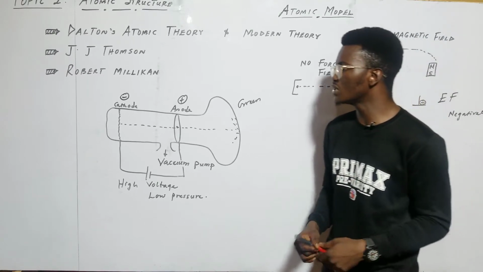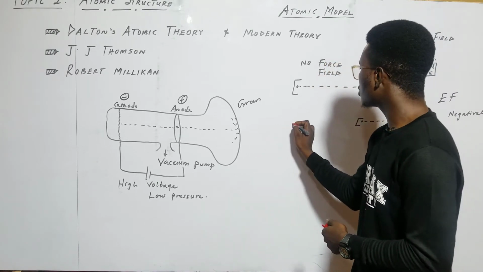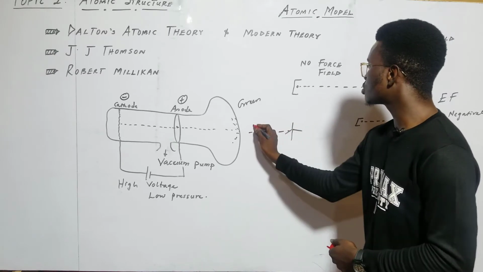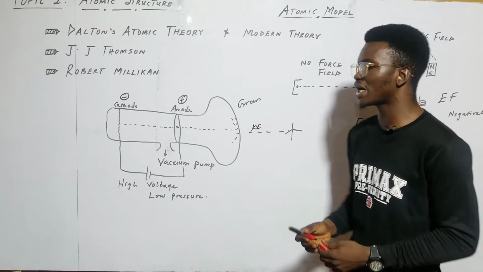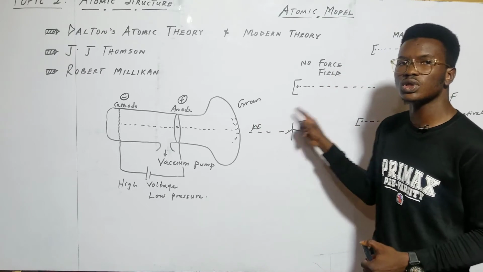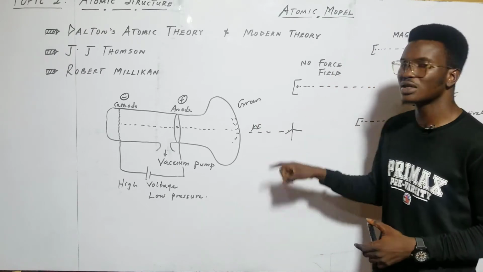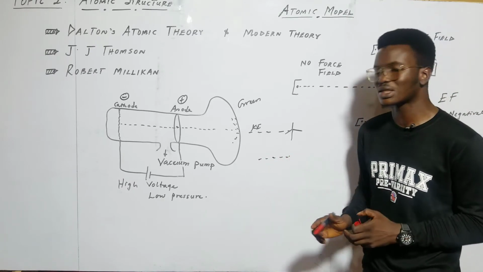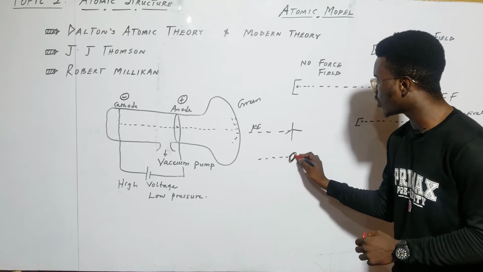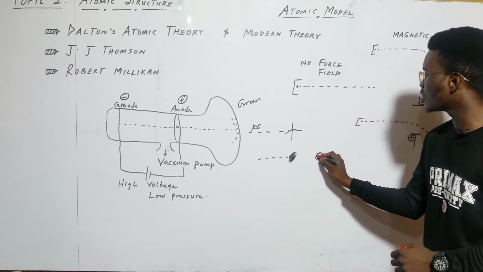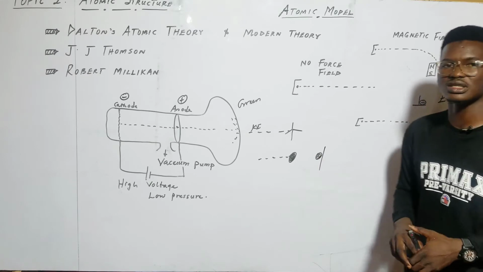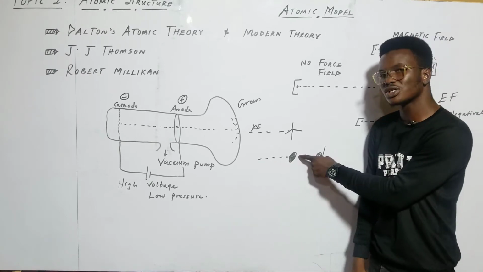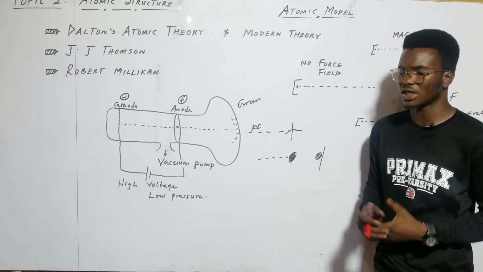electric field. Not only that, if a paddle wheel is placed along the path of cathode rays, due to the kinetic energy possessed by the cathode rays, they can cause the rotation, the movement of this mechanical paddle wheel. As well, when cathode rays are moving along a straight line, they cast the shadow of any opaque object placed along their path. So the shadow will be seen on a screen because cathode rays move along a straight line. So they cast the shadow of an opaque object placed along their path.